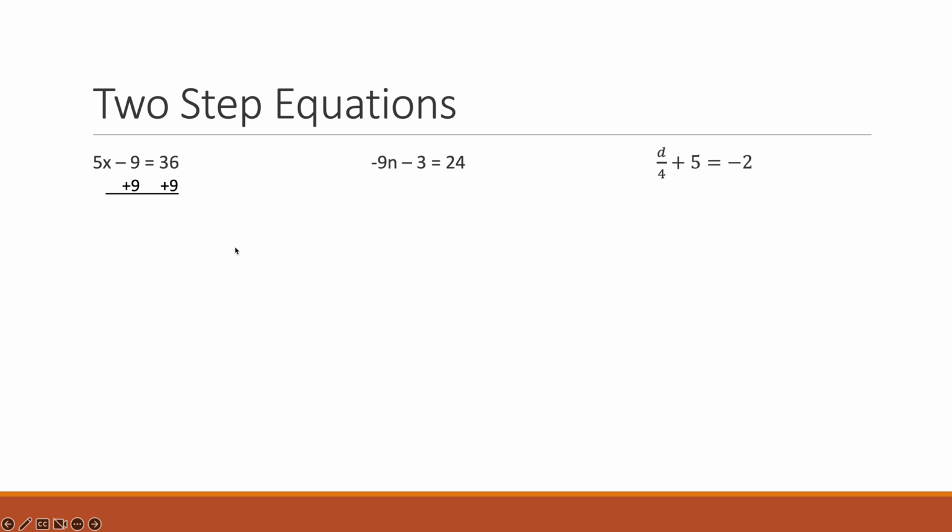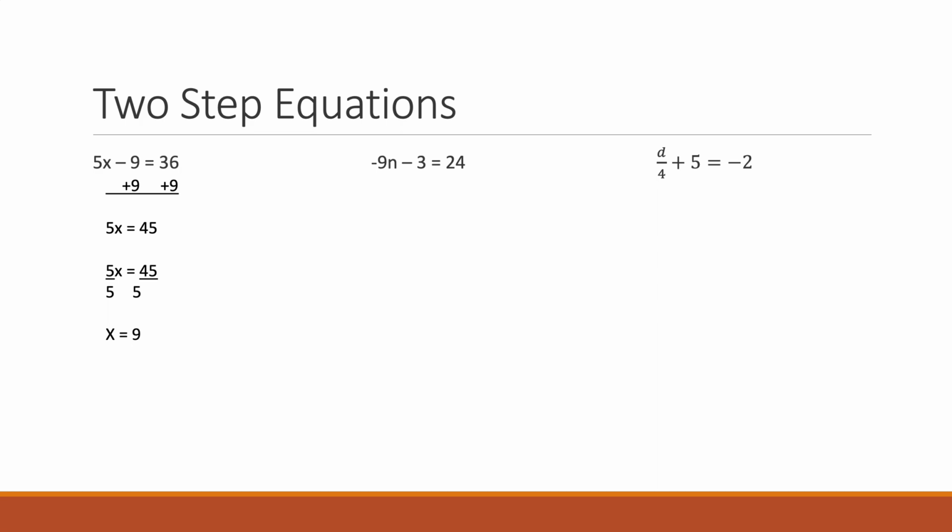My teacher would have said they go die-die. I don't know how politically correct that is these days, but that's what I learned in high school. So that gives me 5x equals, and then on the other side, 36 plus 9 makes 45. 5x means 5 times x. So we need to do the opposite of multiply, which is divide, and that gives me x is equal to 9. Okay, you try the next one.